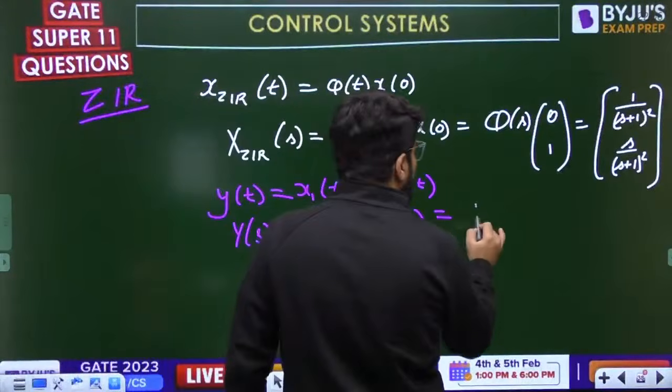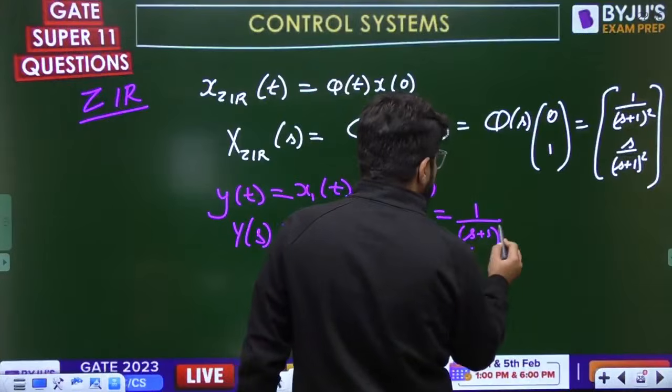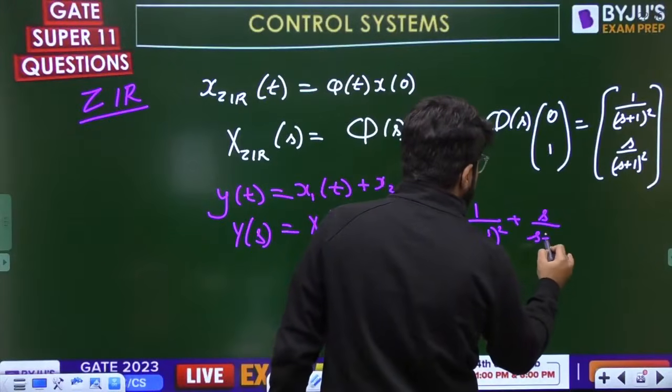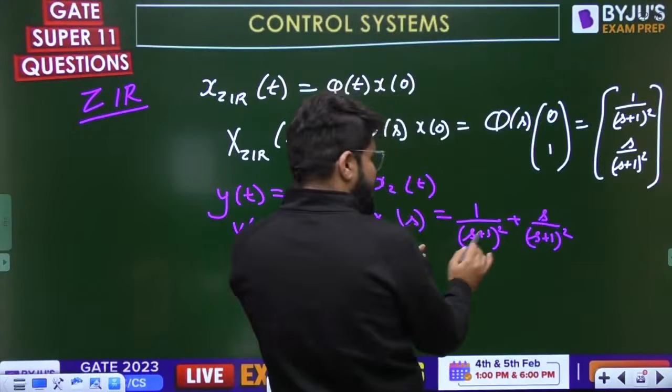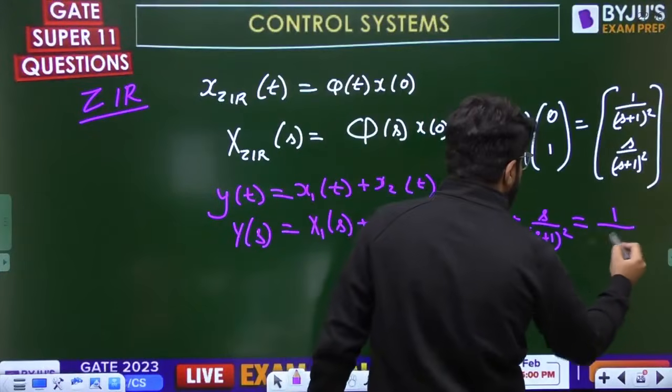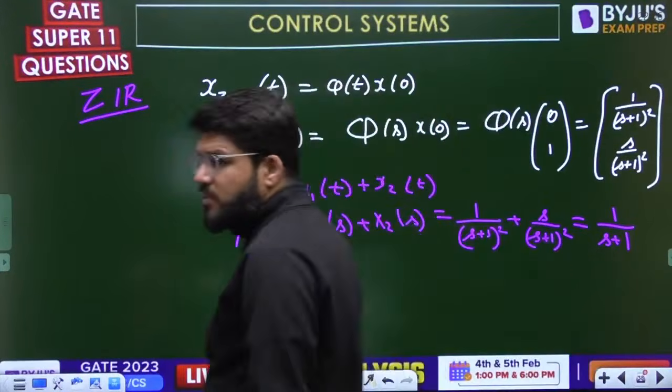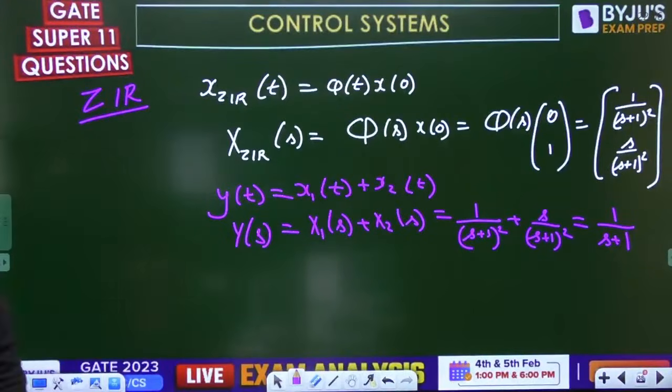When I add them, 1 upon (s plus 1) whole square plus s upon (s plus 1) whole square. Okay, so this is 1 plus s. One of the terms is cancelled. After adding, 1 upon s plus 1. Brother, now it's simple. Okay, now it is simple.